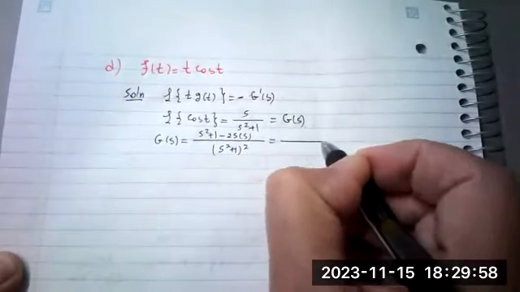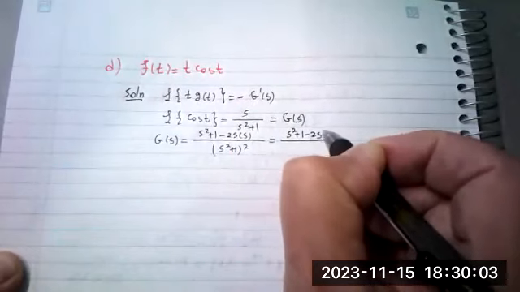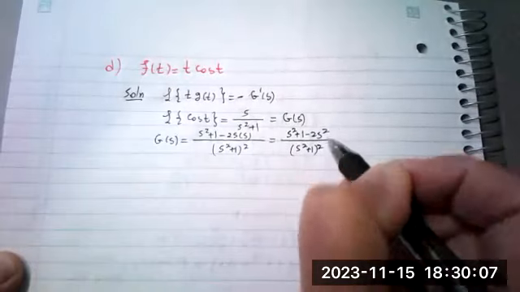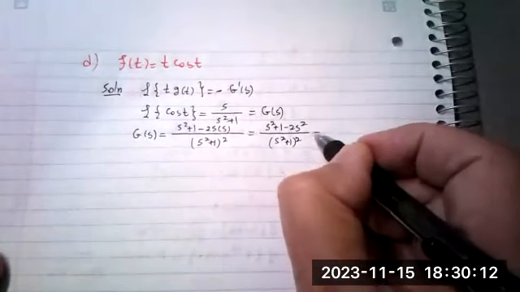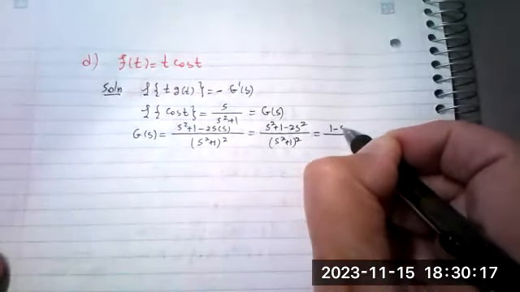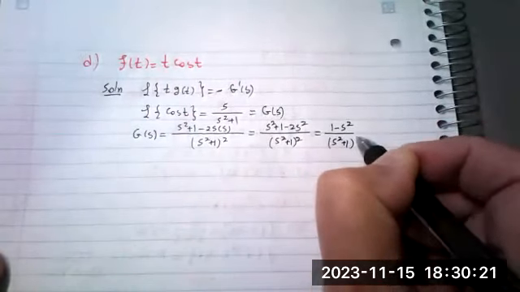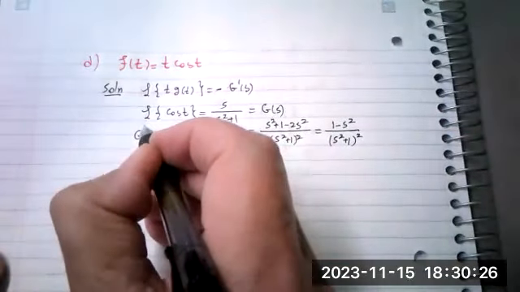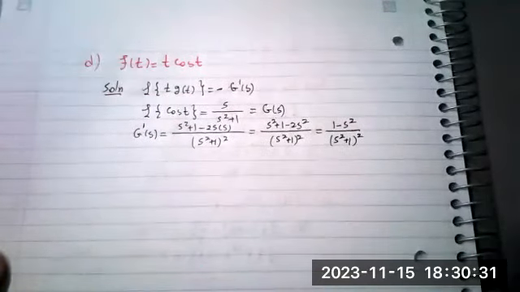So we continue on the top. It's going to be s squared plus 1 minus 2s squared, and this is (s squared plus 1) all squared. Okay, combine the like terms on the top. So that gives you what? It's going to be 1 minus s squared, over (s squared plus 1) all squared. Okay, so that's going to be g prime of s. So just a negative sign gives you the result.